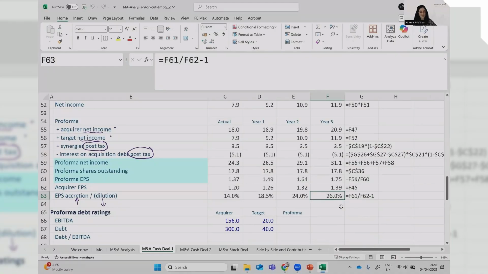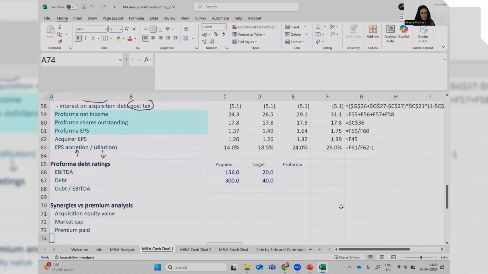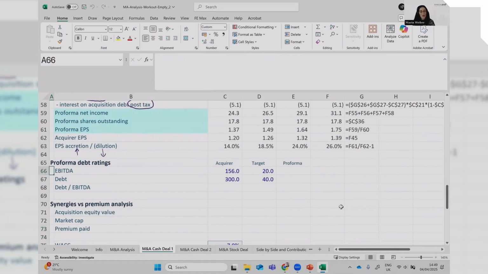Are there any questions on this before we've got 10 minutes or so? We should maybe just look at the debt ratings and calculate a debt multiple. We can think about that. Any questions before we do that? Okay, if not, let's use our last 10 minutes and talk about pro forma debt ratings.